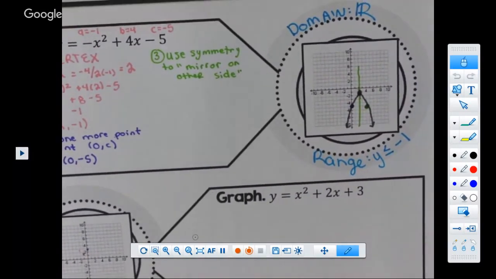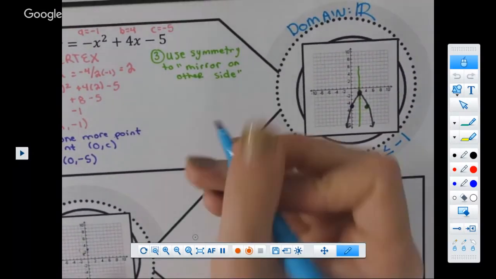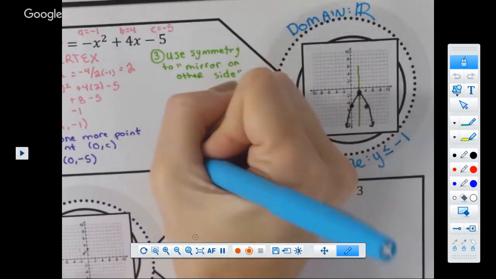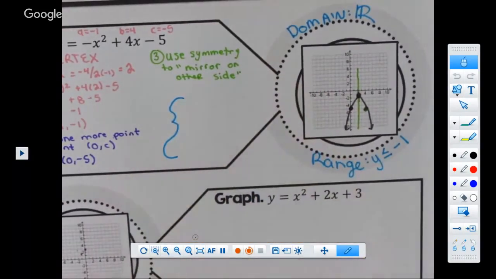Okay, so we've got domain and range. Last little thing. Is it always going to be a less than or equal to? If it goes down. If it goes up, then we're graphing greater than the point. But we'll do one of those today.